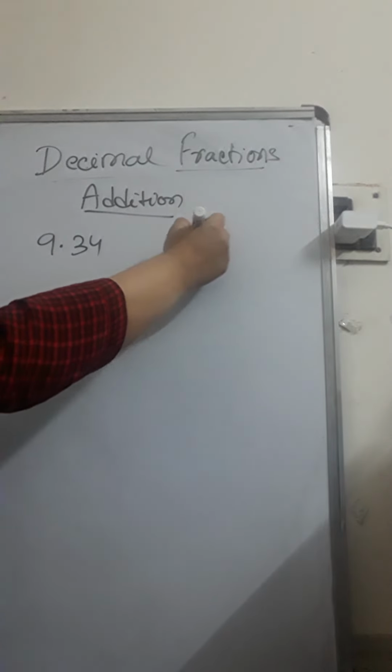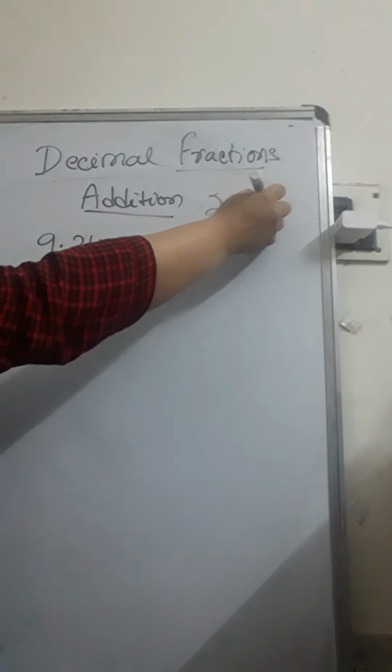Now, if two or more numbers are given, how will you add? In case of whole numbers, you know it's very easy to add, but you don't know how to add the decimal numbers. For example, 9.34 and 32.7. Both are decimal numbers. Now, how will you add them? It is also very simple, you just need to understand.